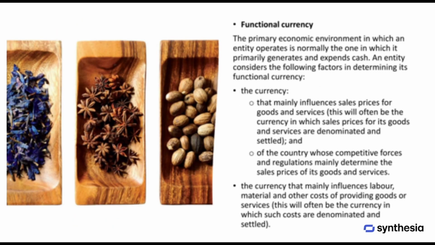The functional currency is generally the currency of the primary economic environment where a company carries out its business activities and generates most of its cash. To determine this, a company looks at several key factors. First, it considers the currency that most influences the sales prices of its goods and services, which is often the currency in which those prices are set and payments are made. It also takes into account the currency of the country whose competitive conditions and regulations have the biggest impact on the pricing of its products or services. Additionally, the company considers the currency that mainly affects its costs, including labor, materials, and other expenses related to providing goods or services, which is usually the currency in which these costs are billed and paid.